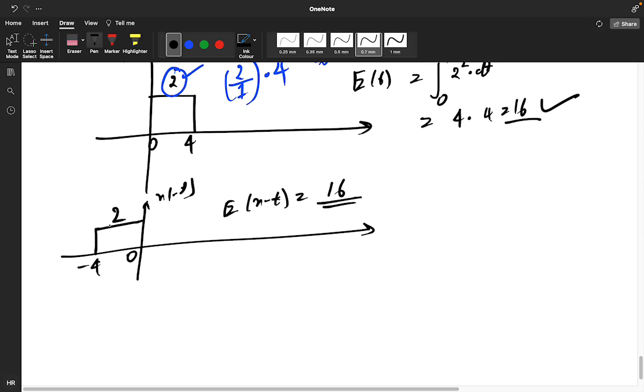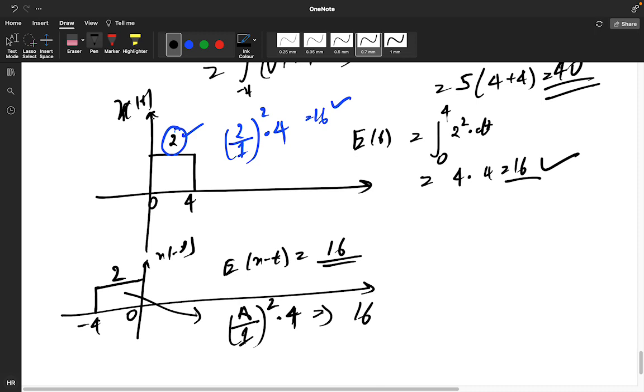Do it. This is your square. So square means amplitude divided by 1, the whole square. What is the time duration? 0 to minus 4, that is 4. You need to take the time duration as positive always. So what you will get? 16 only. So what you understand? After reversal also there will be no effect on energy. It is independent of the reversal, time reversal, not time scaling, time reversal.